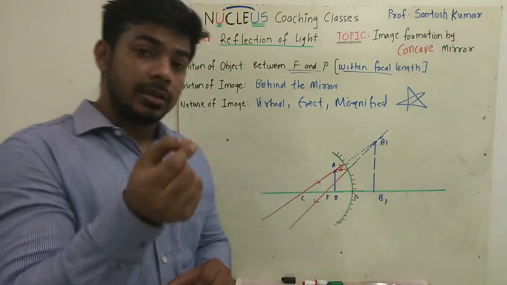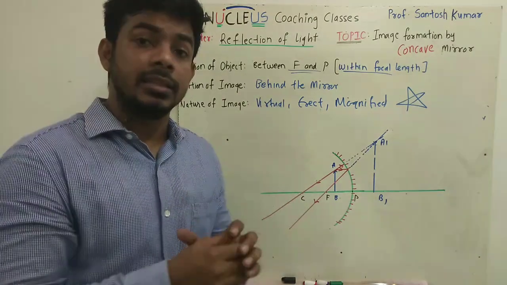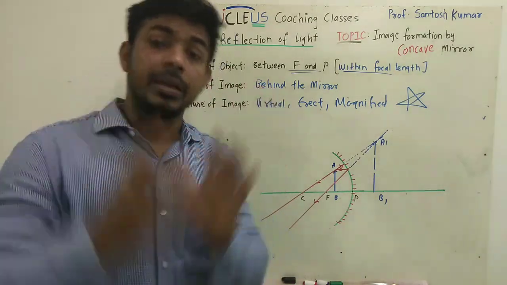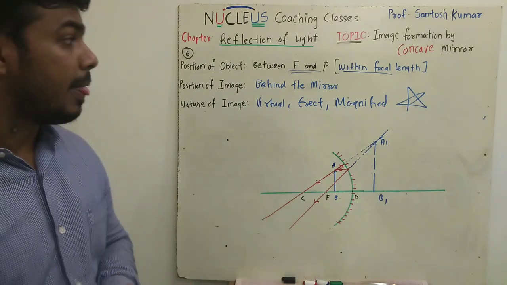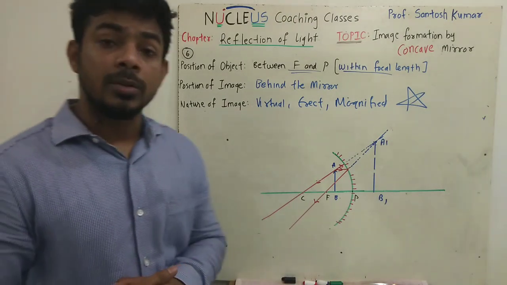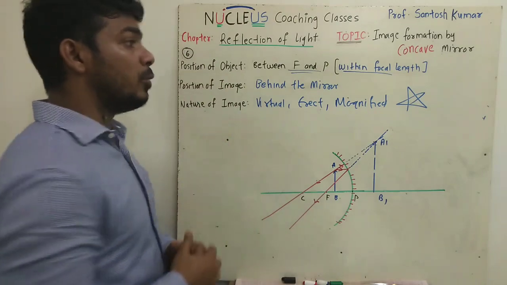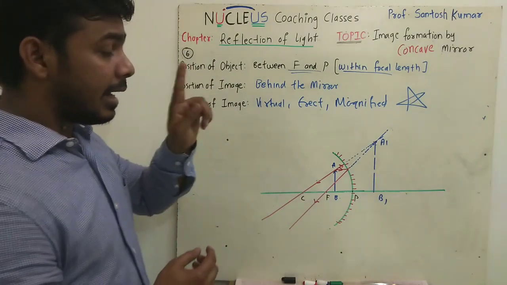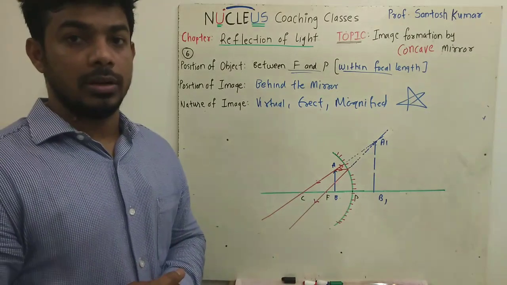He puts this concave mirror into the mouth of the patient and he can clearly see the cavity bigger in size. So remember, this application is very important, and it has so many uses. Whenever questions come on a dentist mirror, shaving mirror or makeup mirror, remember it is always a concave mirror, and that too when the object is placed between F and P, that is within the focal length. Thank you.